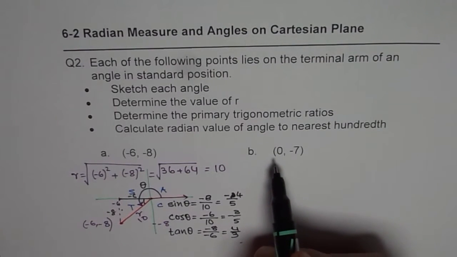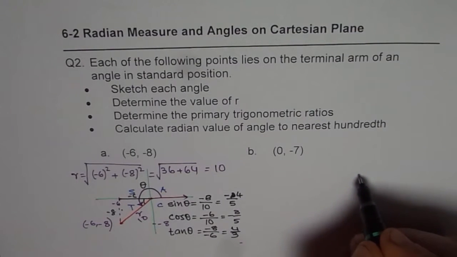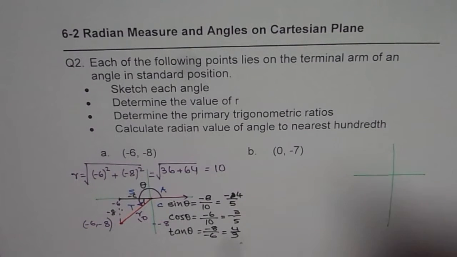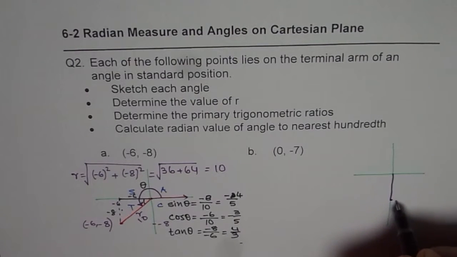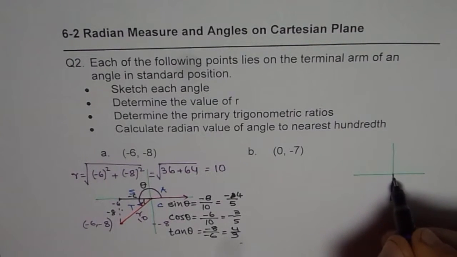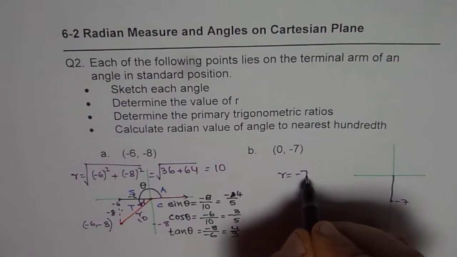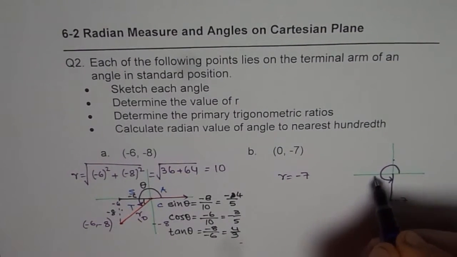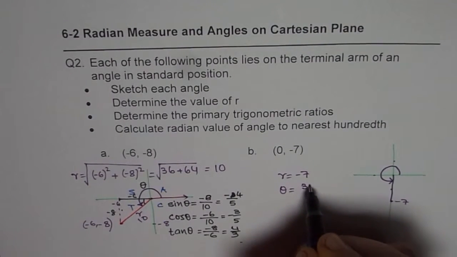Now let's look into part B. Here we have taken the coordinate point (0, -7). Okay, so let me sketch it here. (0, -7) means the x value is 0 and the y value is -7. So we have this kind of a triangle where the terminal arm runs along the negative y-axis. Now the angles here are pi by 2, 2 pi by 2, 3 pi by 2. Theta, the primary angle, is 3 pi by 2.